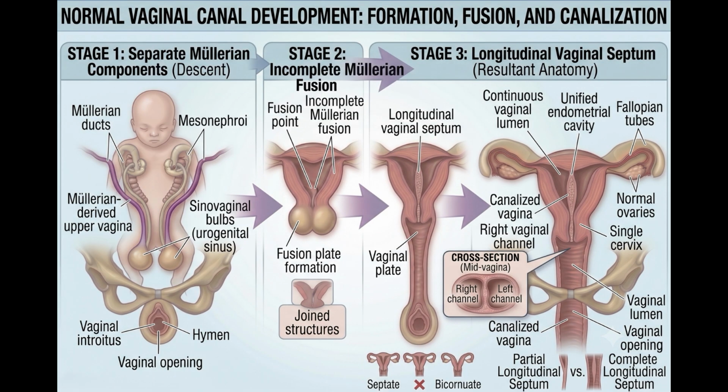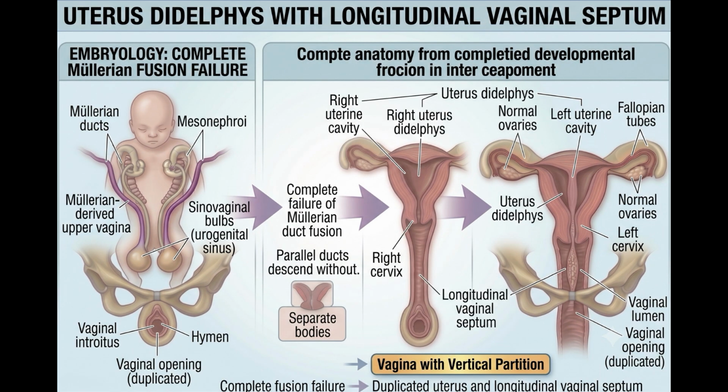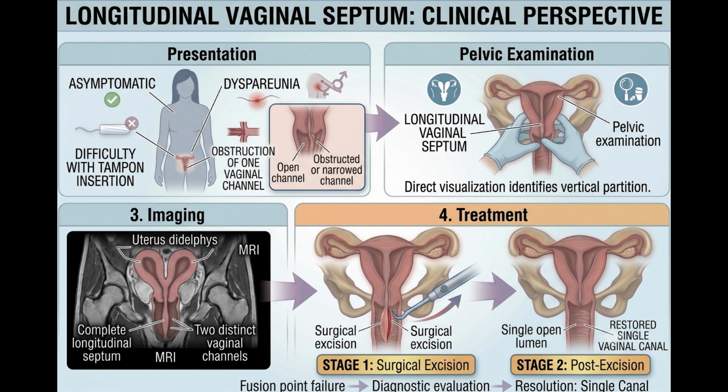One of the most common is the longitudinal vaginal septum. This anomaly usually results from incomplete fusion of the Müllerian ducts. Instead of forming a single vaginal lumen, a vertical partition persists within the vagina, partially or completely dividing it into two channels. A longitudinal vaginal septum is frequently associated with uterus didelphys because both anomalies arise from failure of Müllerian duct fusion. Some women remain completely asymptomatic.